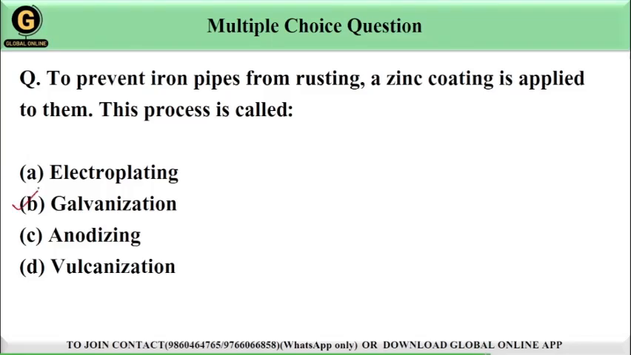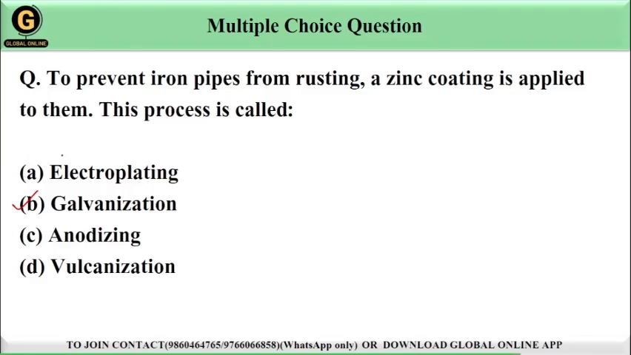The reason is galvanization is a process to apply protective zinc coating to iron or steel to prevent rusting. The zinc layer helps prevent oxygen and moisture from reaching the iron. Thus, preventing oxidation and corrosion. Hence the correct answer is option B, galvanization. Let's move to the next question.